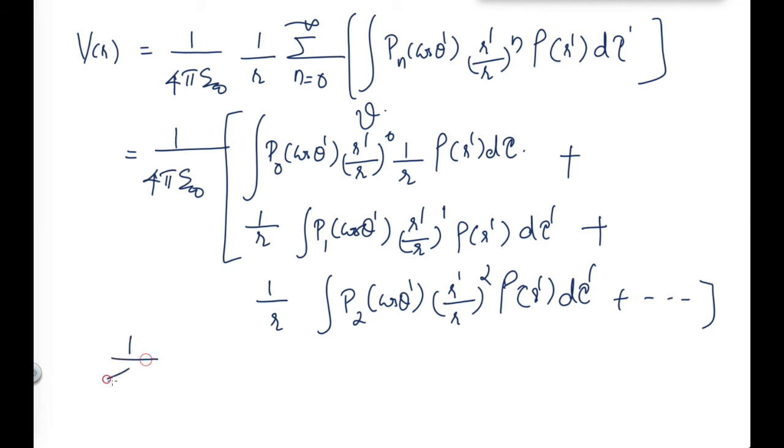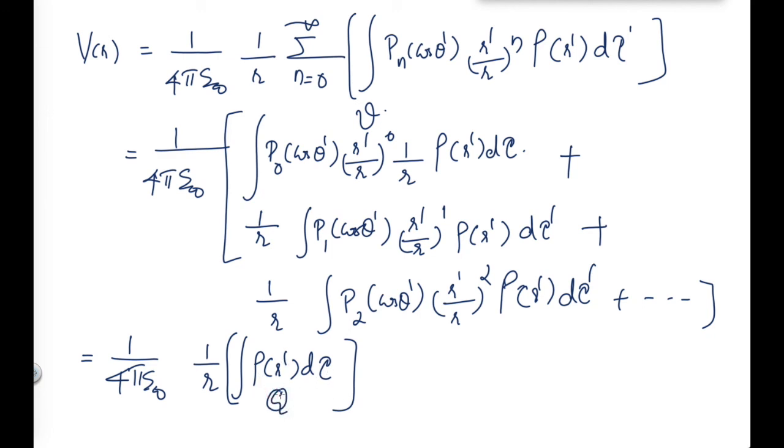Now if I take the first term, what you get is 1 by 4 pi epsilon 0, p0 of cos theta, and p0 is 1, so you get 1 by r integral of rho of r dash d tau. Now what is this? This is the total Q. You can write it as Q, the monopole or the total charge, taken as a single point charge. So rho of r dash d tau gives you the total charge, and it comes as 1 by 4 pi epsilon 0 Q by r. You can say that it corresponds to the monopole.